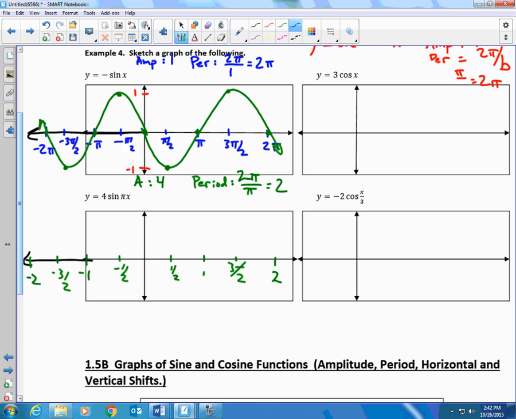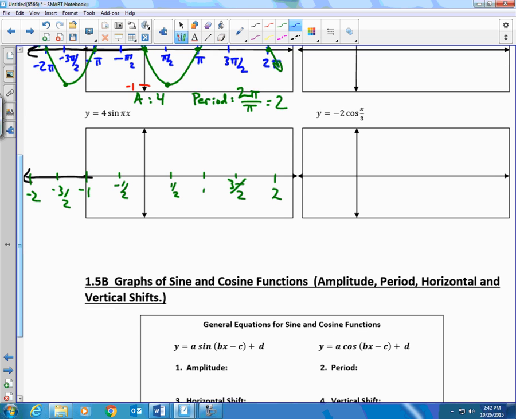My amplitude is 4. So what's the highest spot I go to? What's the lowest spot I go to? Sine. Will it start in the middle or will it start at the min or max? It's going to start in the middle. Is it going to start by going up or by going down? Up. Why is it going to start by going up? Because it's positive. So I start there and I go up.